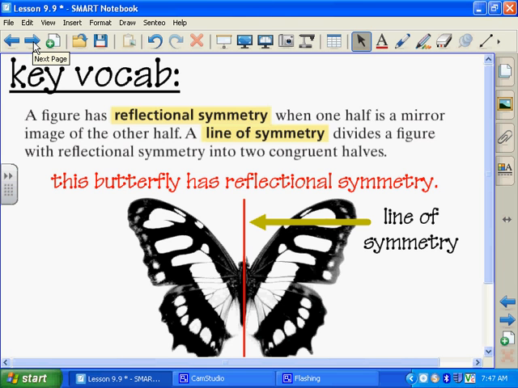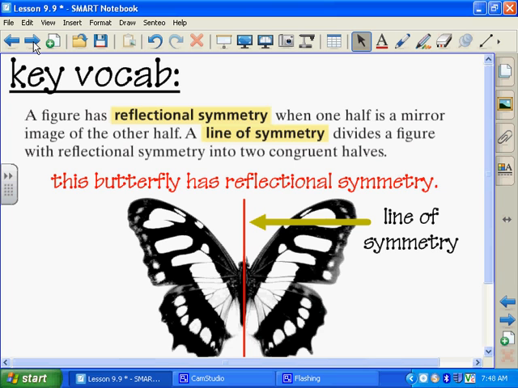So, here is some key vocab. First, you have reflectional symmetry. So, if a figure has reflectional symmetry, one half is a mirror image of the other half. So if you look down at this butterfly, I could cut the butterfly in half and both sides look exactly the same. They're mirror images of each other.